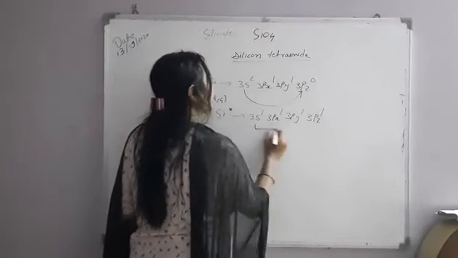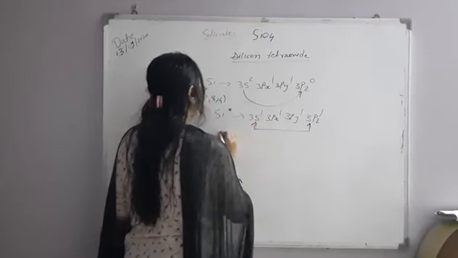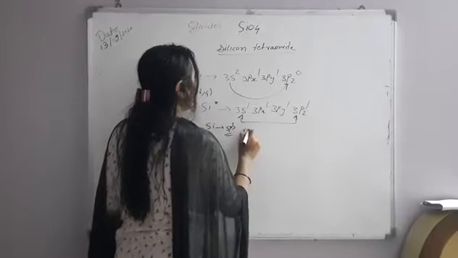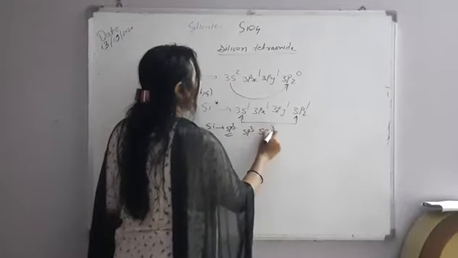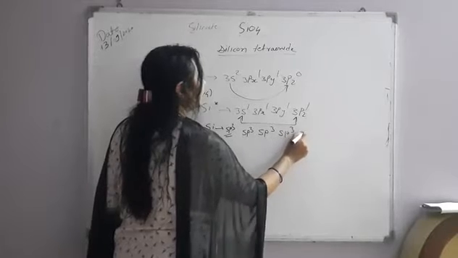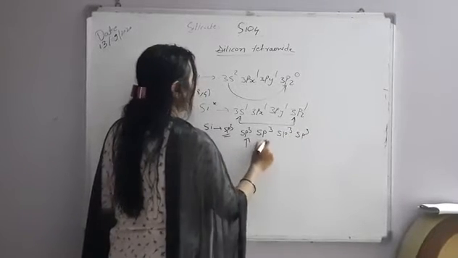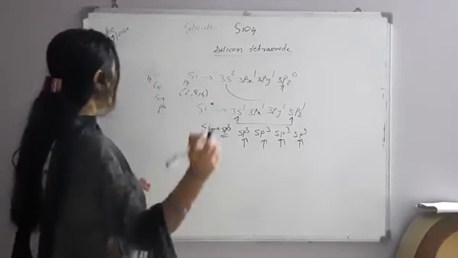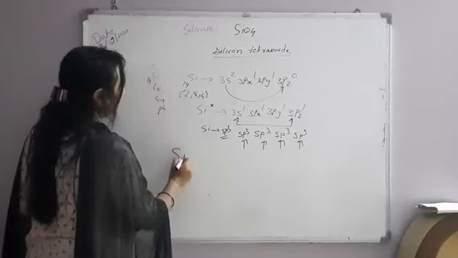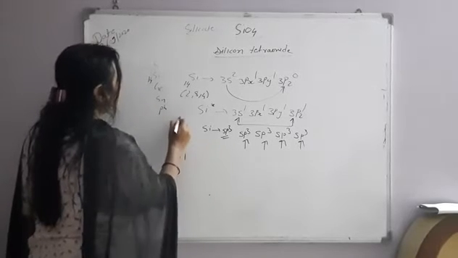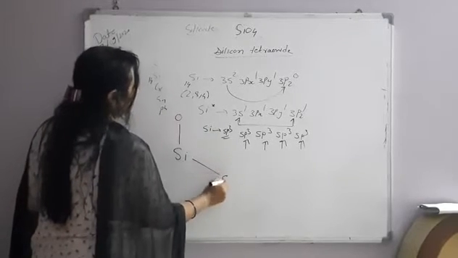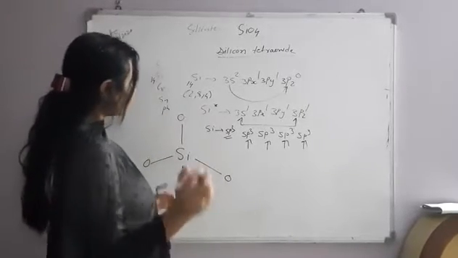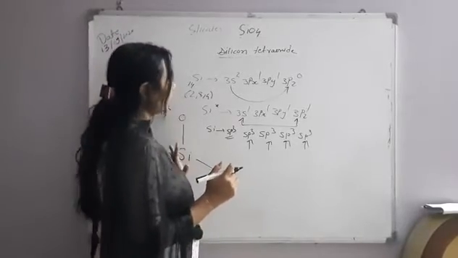It undergoes sp3 hybridization, and forms 4 sp3 hybrid orbitals, each containing 1 unpaired electron. sp3 hybridization means the geometry is tetrahedral. Silicon is in the center and forms 4 bonds with 4 oxygen atoms. The sp3 hybrid orbitals of silicon will overlap with the oxygen.